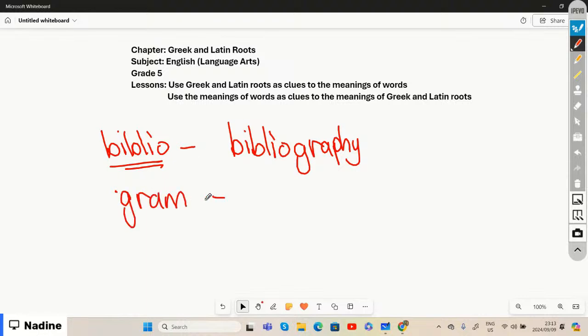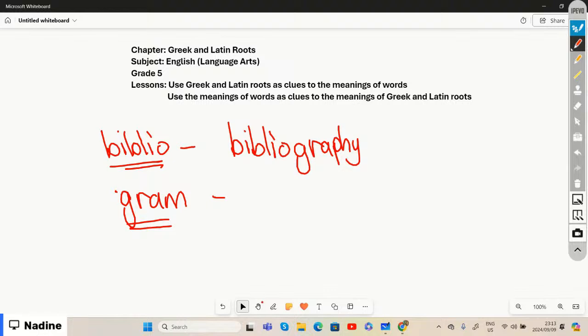And then we have another word that is gram, right? And no, it's not to do with Instagram. But gram is a Greek and Latin root, and the meaning of gram is to do with writing. And when we look at the word writing and the word gram, a word that might be similar to gram is grammar, right?